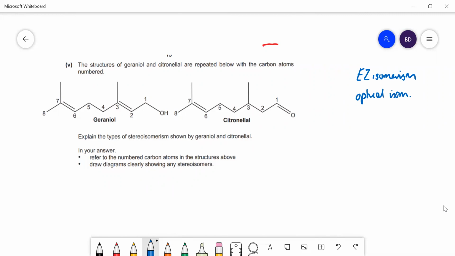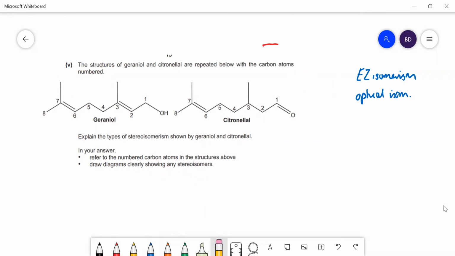Now there are no asymmetric carbons in there. There's no carbons with 4 different groups attached. So it's not that. So it's got to be E/Z isomerism. Let's look at this double bond here. Right, now there's no stereoisomerism across that, because you've got a methyl group there and a methyl group there. You've got 2 things attached to the same carbon. So we can forget about that double bond.